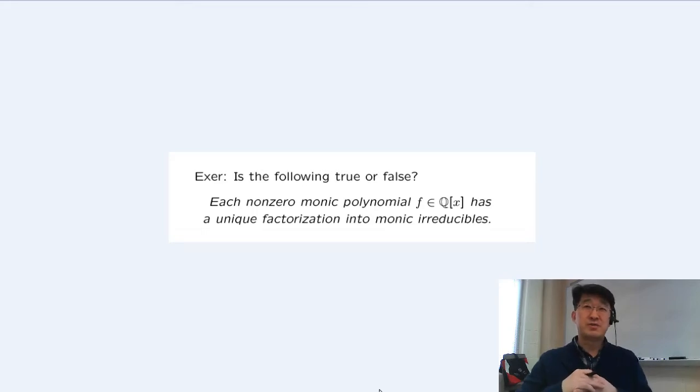Monic into monic irreducibles. Yeah, right. Yeah, this is true. It's true. All right. Yes. There's no money tied to that, but it is correct. All right. Going a little bit further.